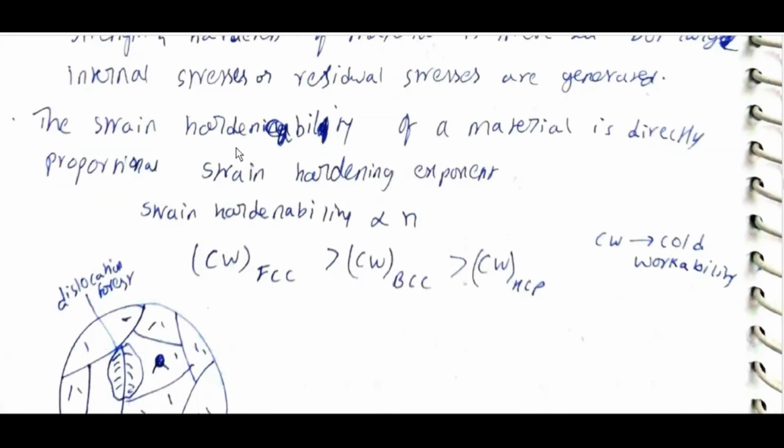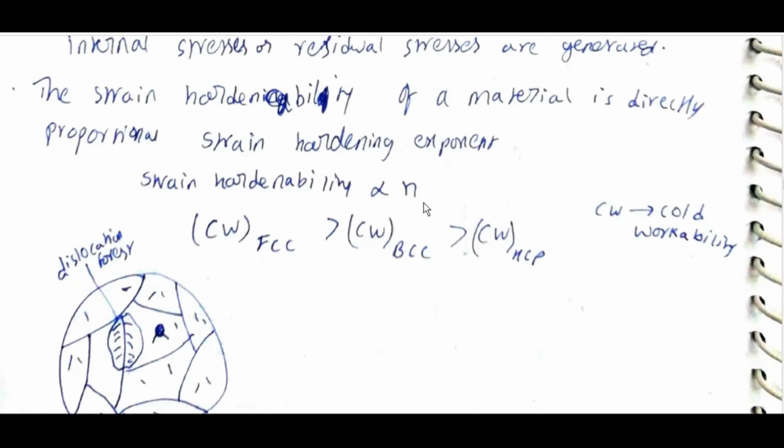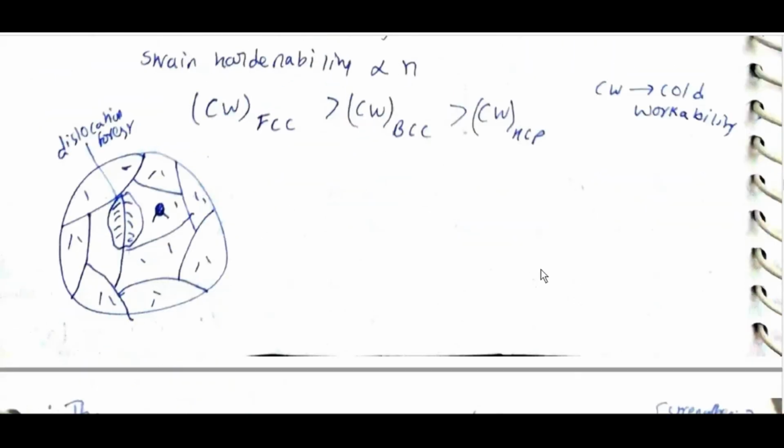The strain hardenability of a material is directly proportional to the strain hardening exponent, so strain hardening is directly proportional to n. Cold workability of FCC is greater than that of BCC, which is greater than that of HCP. Ductile, dislocation forest.